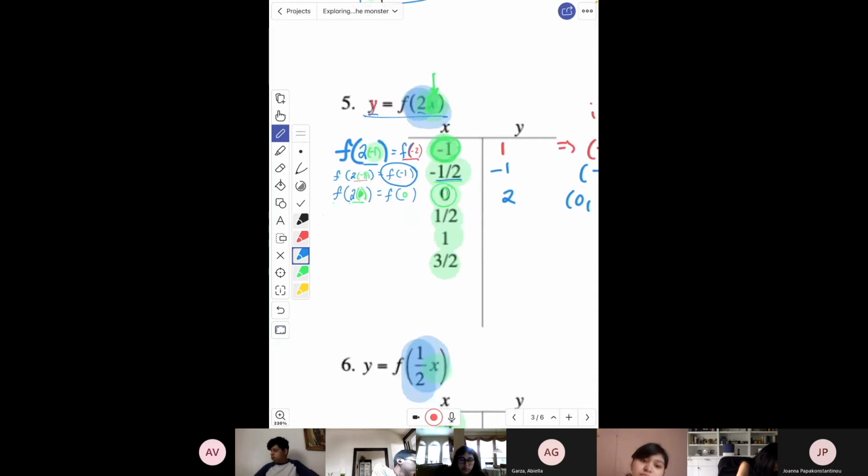Now I'm evaluating the function at 2 times 1/2. Here we go, another fraction, but you can do it, right? So now I'm saying 2 times 1/2. What does that simplify to?